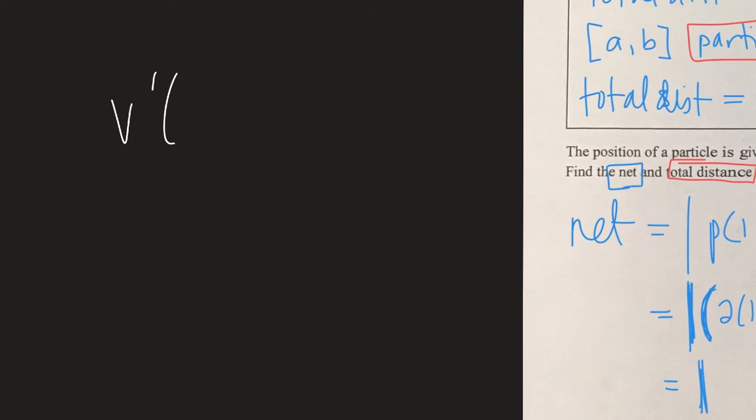Okay, that means that the velocity of your particle equals 0, right? It has to come to a stop in order for it to change direction. So we need to find out when the velocity of your particle will equal 0 and do a sign analysis.